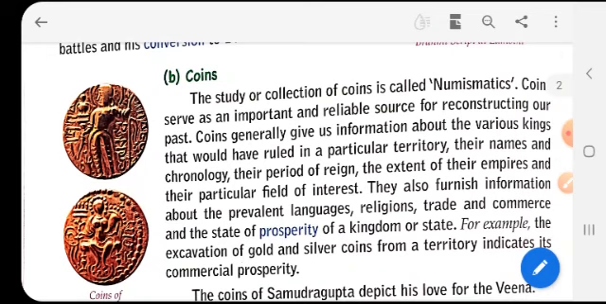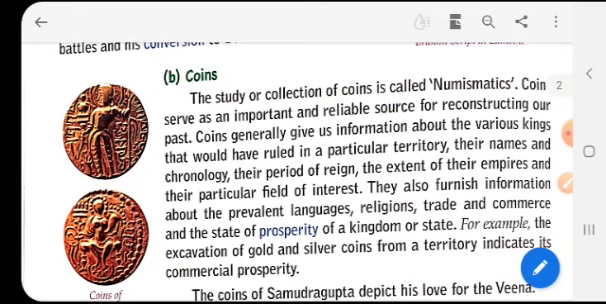Coins generally give us information about the various kings that ruled in a particular territory, their names and chronology, their period of reign, the extent of their empires, and their particular field of interest. So children, through the coins we get information about the different rulers who ruled during the particular territory. We come to know about their names and whatever happened during their rule.